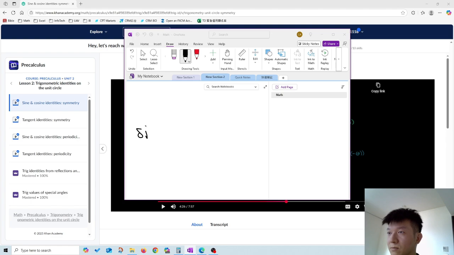Sine theta equals negative sine negative theta, right? Negative theta. Okay? Remember there's a negative here.